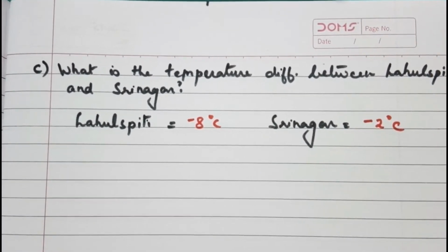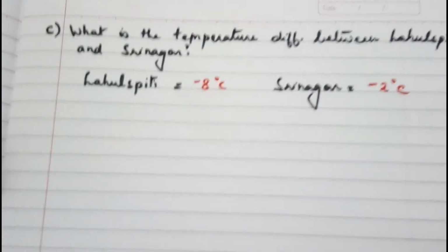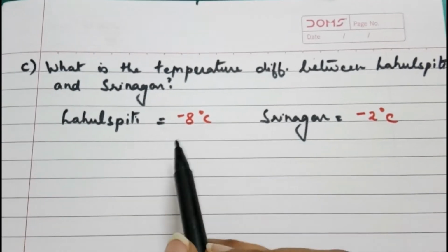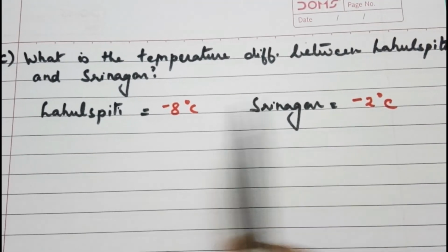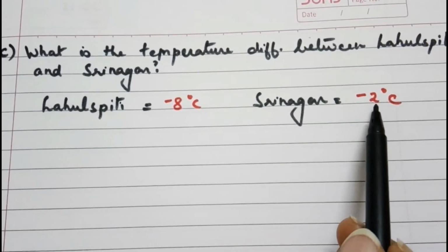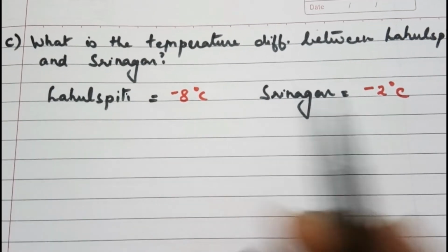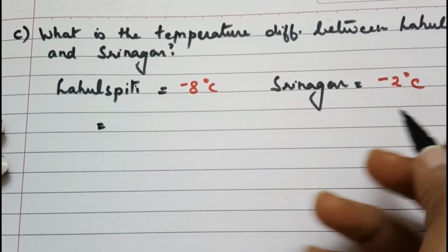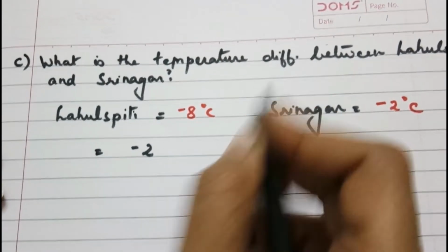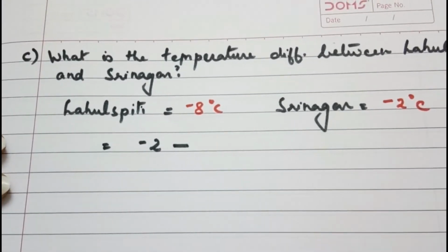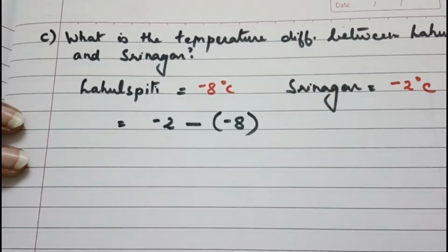Normally when we calculate the difference, we write the bigger number first and then we write the smaller number. So when we compare minus 8 degrees and minus 2 degrees, the bigger number here is minus 2, because the higher the negative integers, the lower is their value. So how will we write this? This would be written as minus 2. Since we need to find the difference, it will be a minus in between, and minus 8.